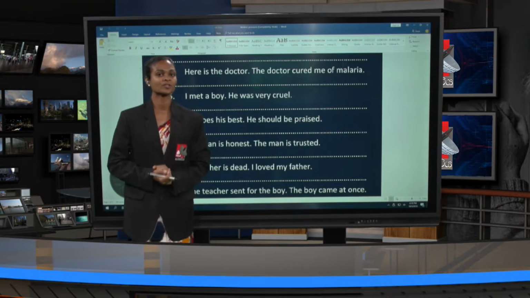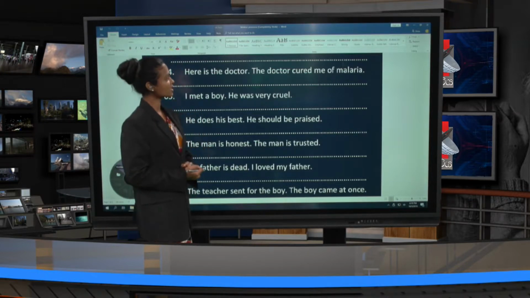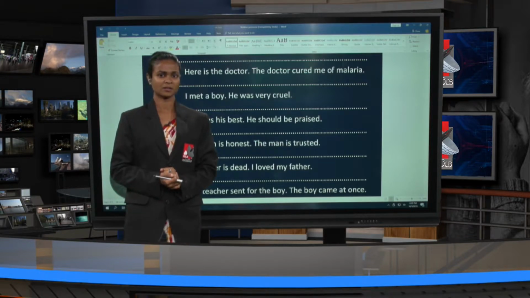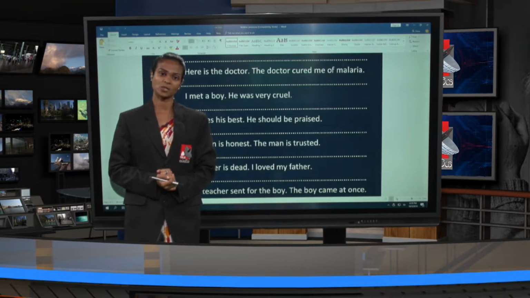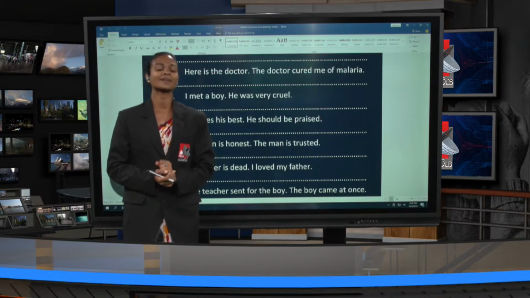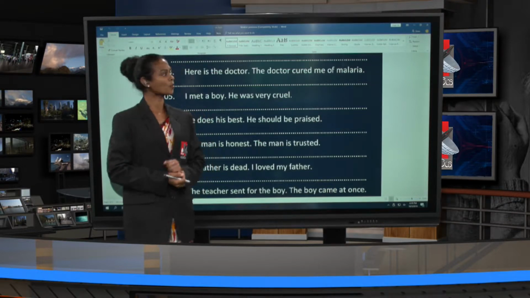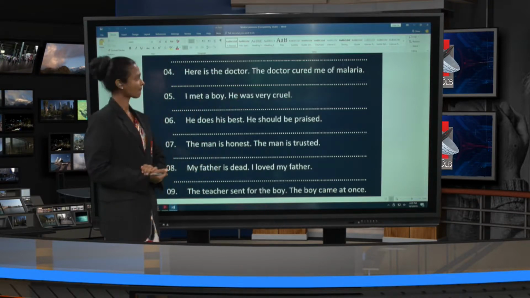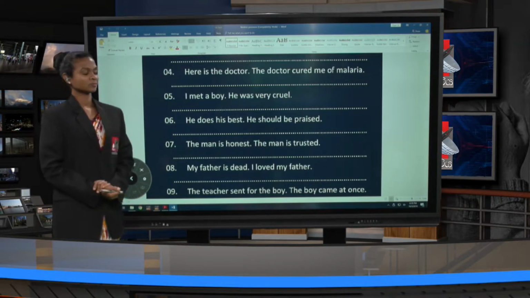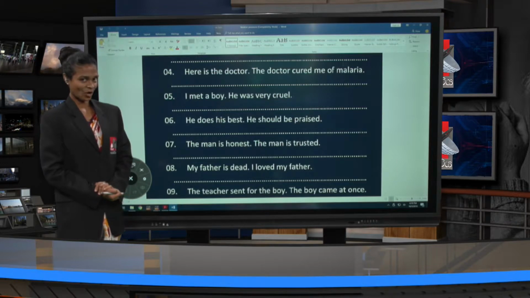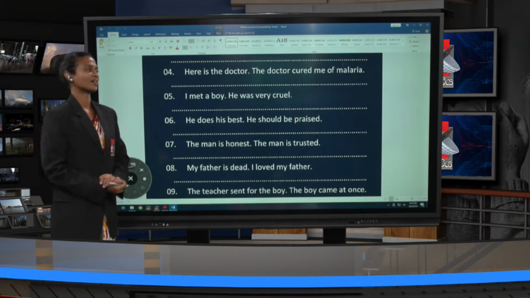So you should know now what is the noun which describes here, which you have to describe using a relative pronoun. Yeah, the doctor. Doctor ව තමයි relative pronoun එක දාලා describe කරන්න වෙන්නේ. So make one sentence then. Here is the doctor who cured me of malaria. Very good.